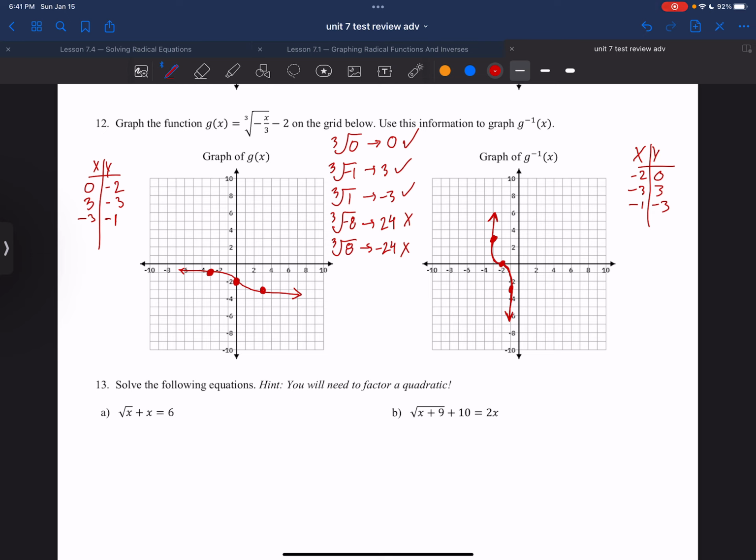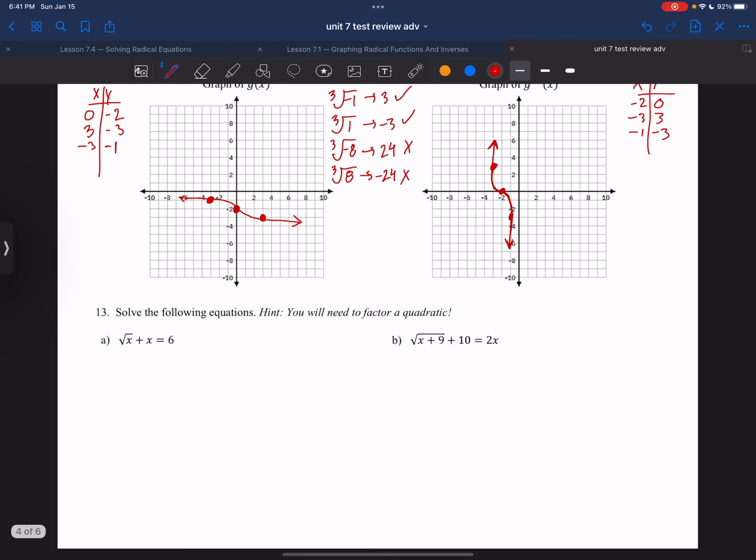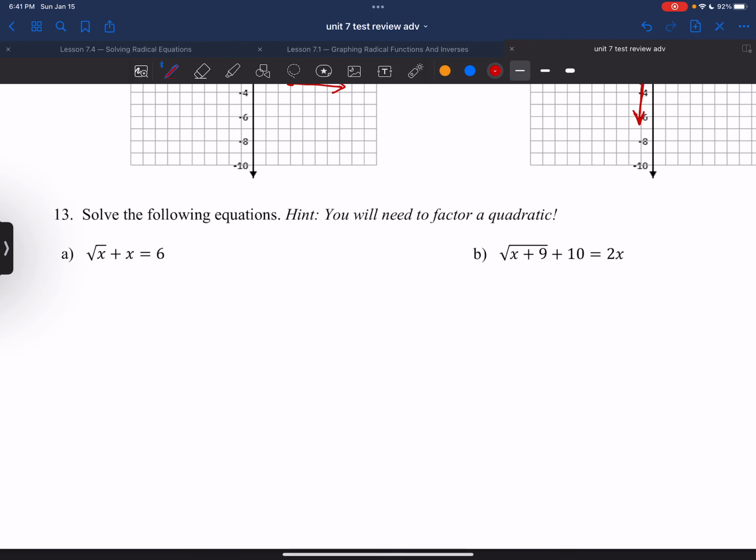Sheesh. Okay, number 13. Solve the following equations. Hint, you will need to factor a quadratic. But I didn't even talk about what part 2's title was, did I? Part 2 is applying our knowledge from previous units. Our knowledge being parent function transformations and factoring. Those are the main things.